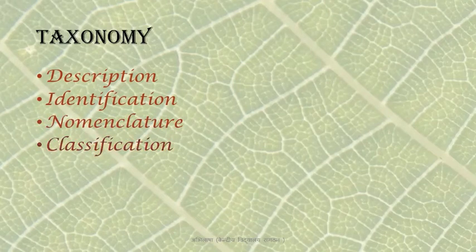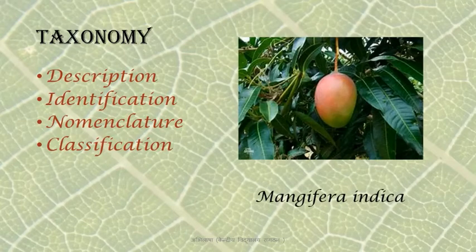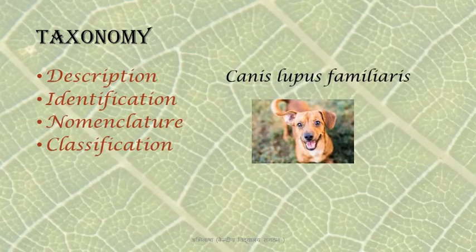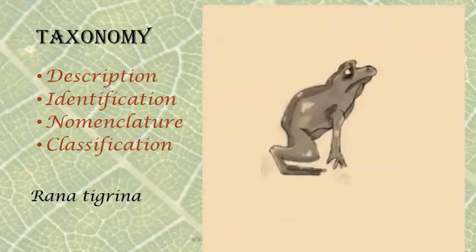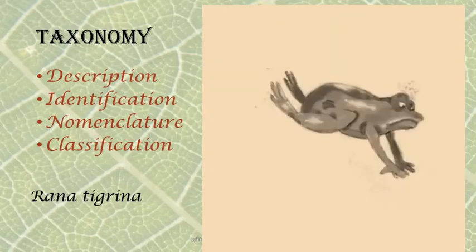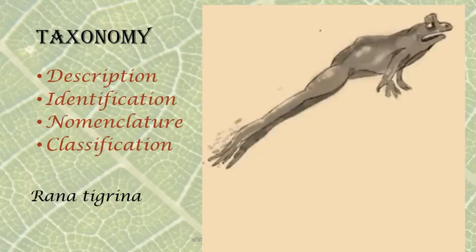Now we already discussed why we need classification, but why do we need to name an organism? Rose or mango already has a name. So does a dog or a frog. Why do scientists have to give them new and complicated names?